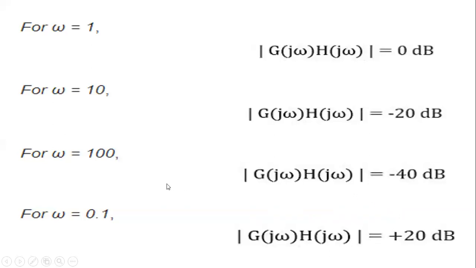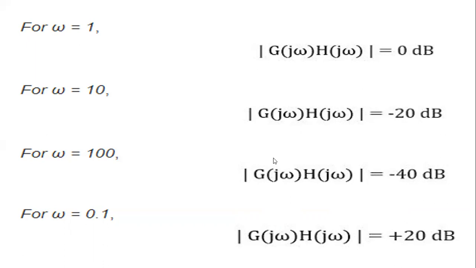So here we have taken the frequency as multiples of 10. This indicates a change of 1 decade. Multiple of 10 means decade. So this signifies the magnitude here decays at a rate of minus 20 decibels per decade. That's how the magnitude here changes.